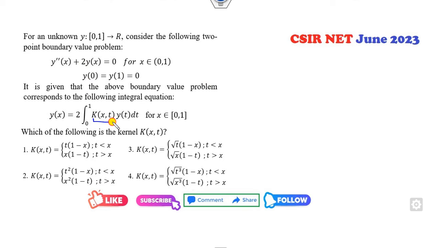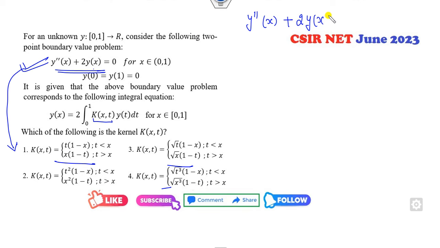The first method: I can start from here and reach the options. Second way: you can take the options and prove that this equation will satisfy. Fine, so let's start with the first one. y double dash x plus 2 times y of x will be 0. Clear? Now I can integrate them with respect to x from 0 to x.